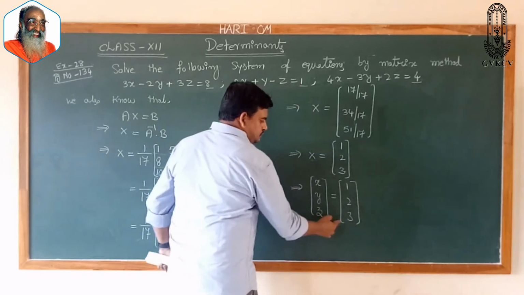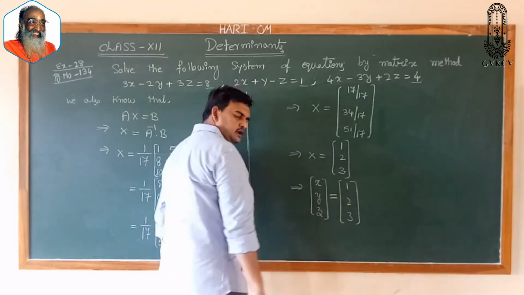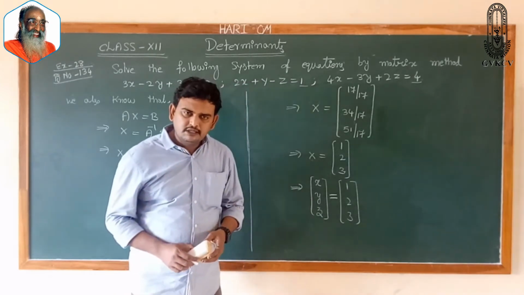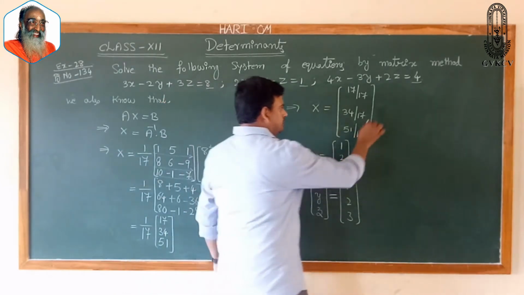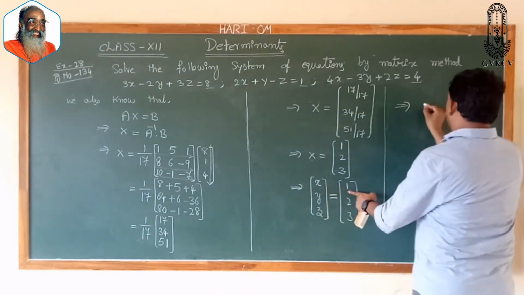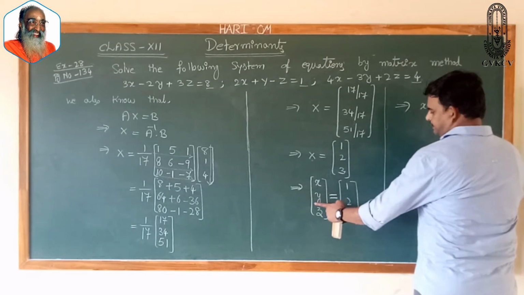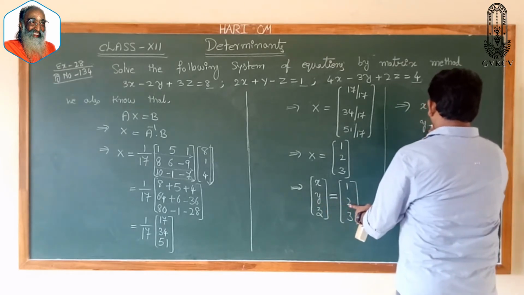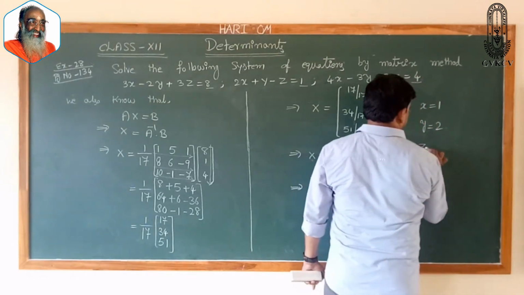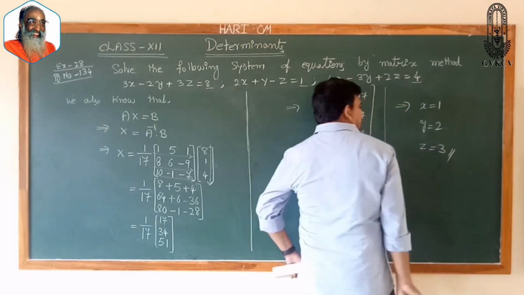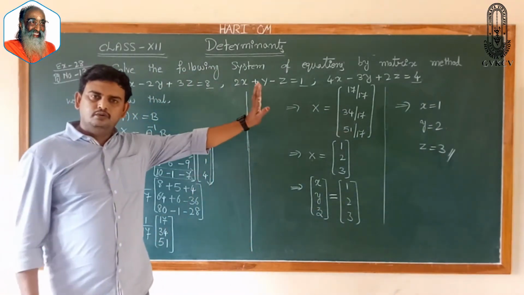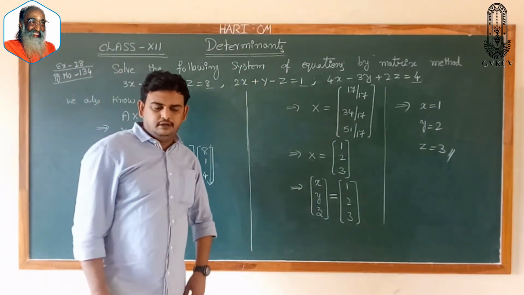As we know, these two matrices are equal. When these two matrices are equal, their corresponding elements are also equal. Means finally we have the value of x is equal to 1, the value of y is equal to 2, and the value of z is equal to 3. So this is our procedure to find x, y, z.